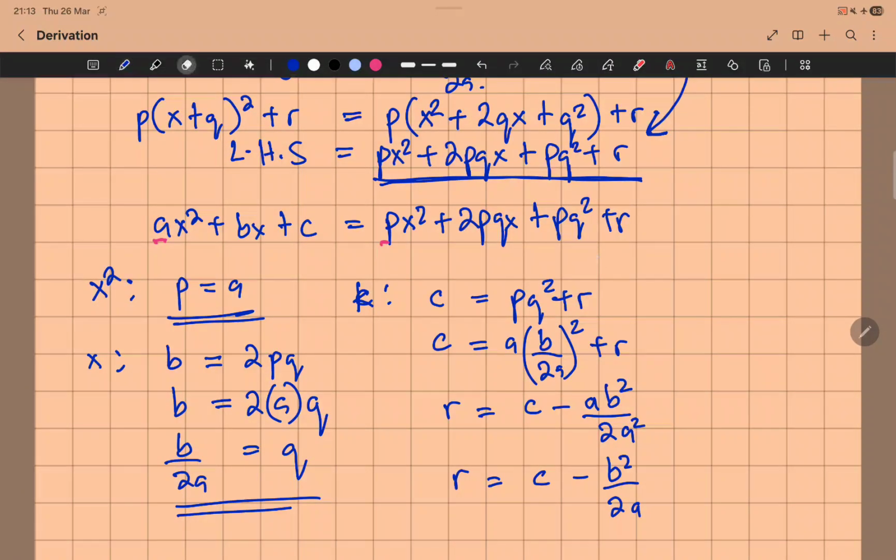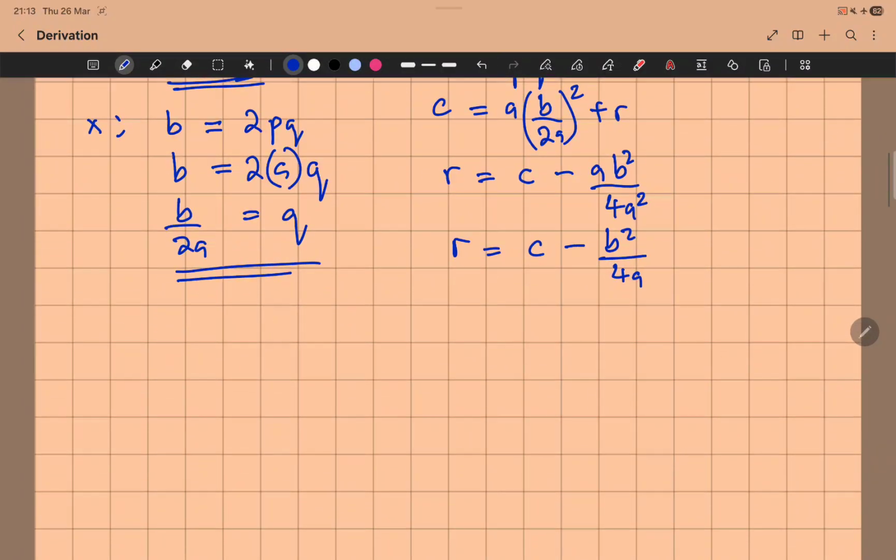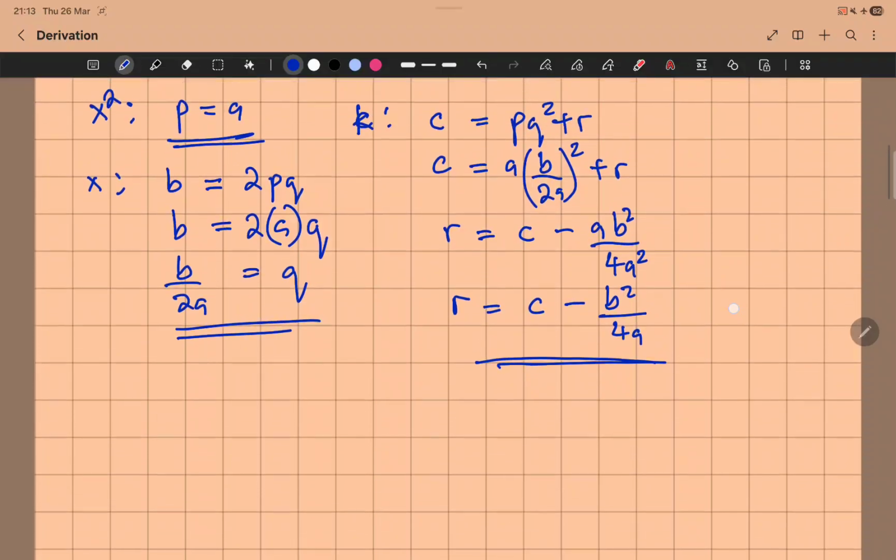Sorry, I made a mistake. Let me just correct it right away. When we expand, our r is equal to c minus a b squared over 4a squared. So our r becomes c minus b squared over 4a. So this is it. This is our value for r.